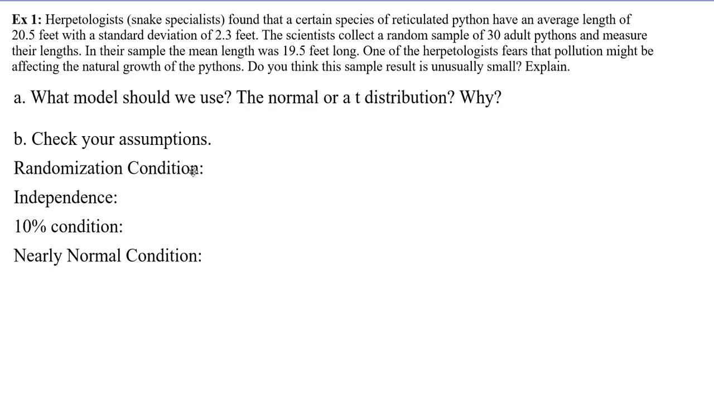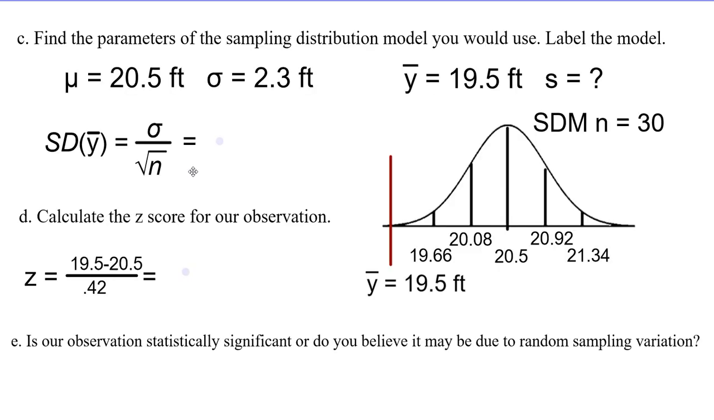And we're talking about adult pythons, so I doubt that it would be. I would expect it to be nearly normal. And so we shouldn't have any issues at all. But even if it wasn't, with such a large sample, the central limit theorem is going to kick in, and our means for a large sample of 30 should be nearly normal, or normally distributed by a sampling distribution model.